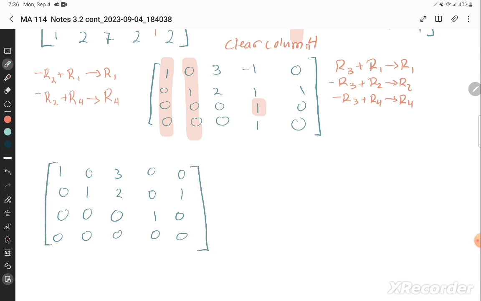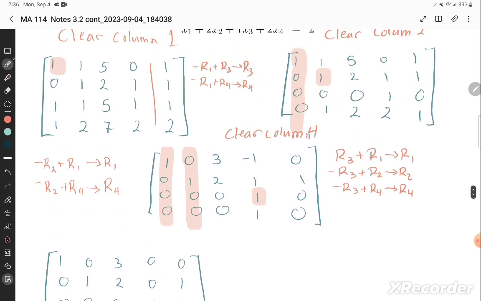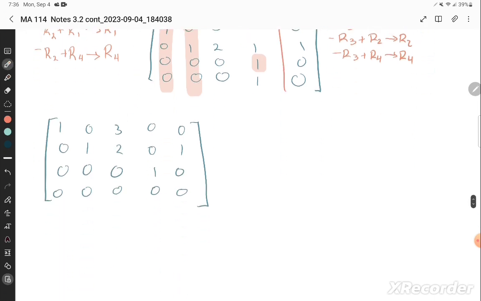This is my matrix. I forgot to include my bar. Let me go back and add those just for simplicity and consistency. All right, here we go. Now, notice that this row is clear. This column's clear. This column 2 is clear, and then column 4 is clear. That's good. But notice what I have on the bottom here.